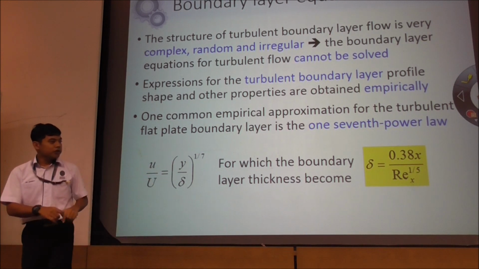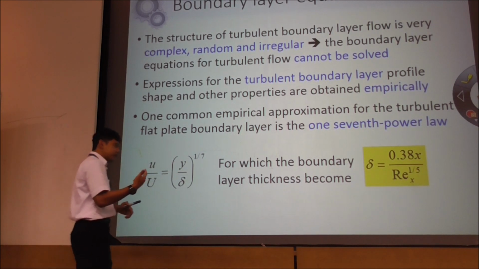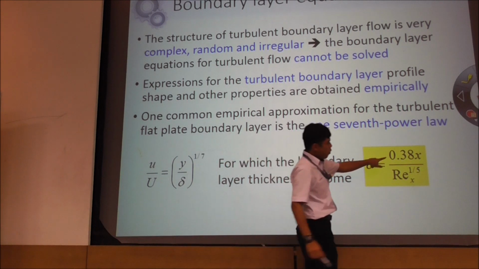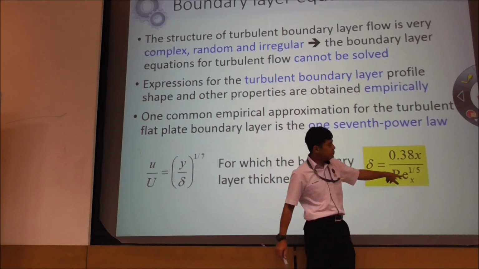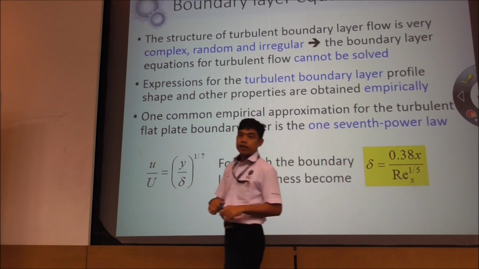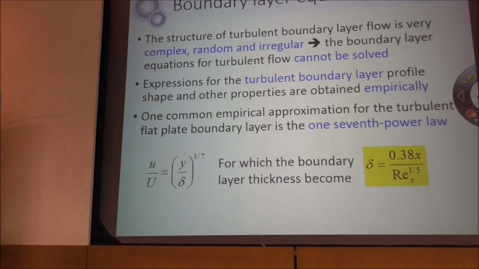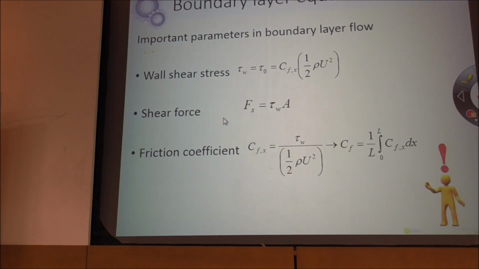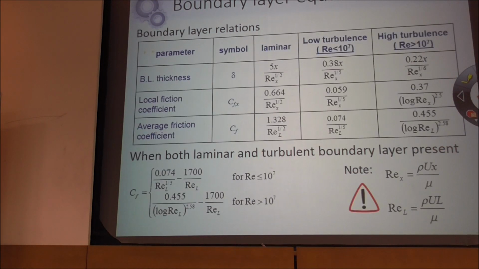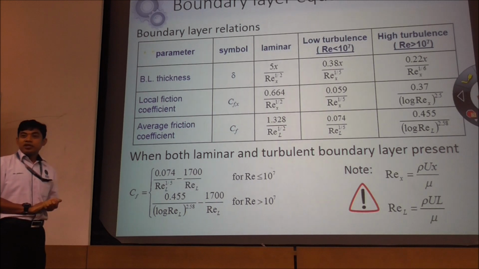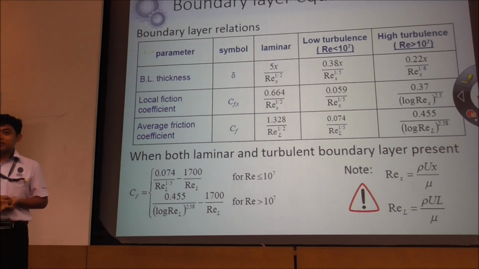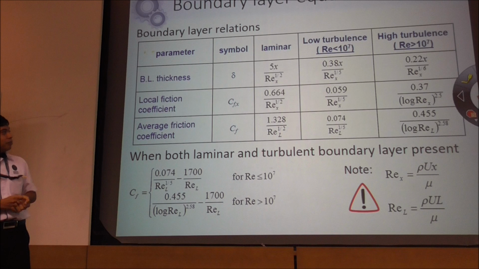For which the boundary condition is, the boundary layer thickness becomes 0.388 Reynolds number to the power of 1/2. So to make our life easier, I have put the boundary layer correlation in a nice table. Okay, so you don't have to derive it from the beginning. You have to thank Blasius.